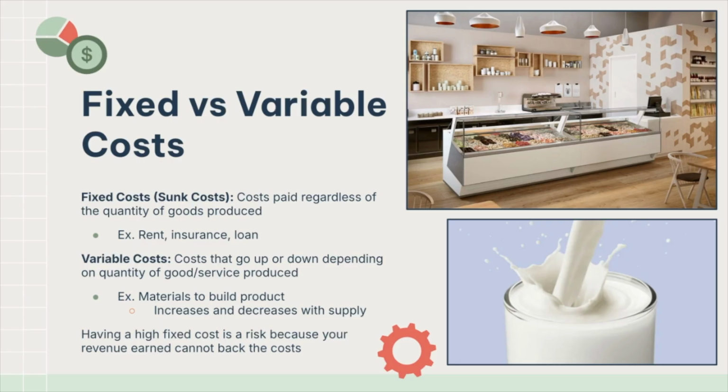Having a high fixed cost is a risk because your revenue earned cannot back the costs. When you're having variable costs, you can argue that because the amount of revenue you're making increases, even though the variable costs increase, there's limited impact. On the other hand, when you have high fixed cost, you can't really say that my revenue increase is diminishing my fixed cost. That doesn't work like that. Even when your revenue is low, the fixed cost stays the same.